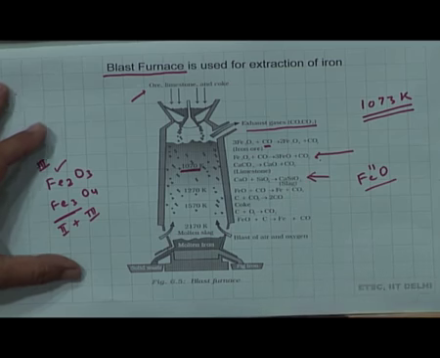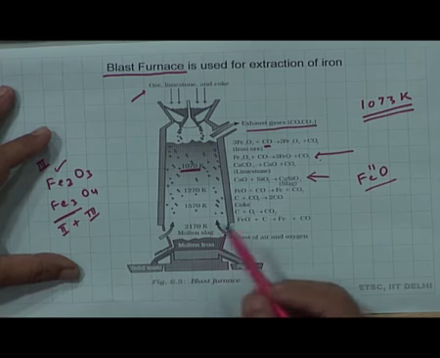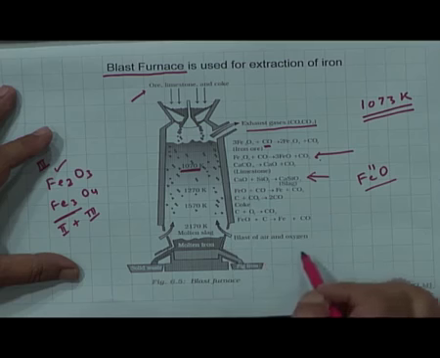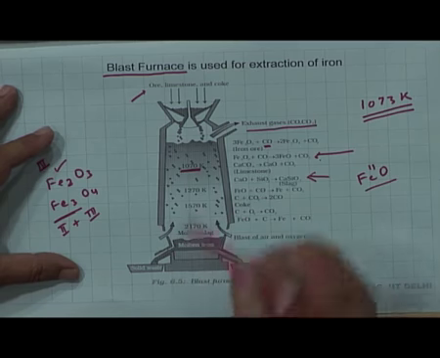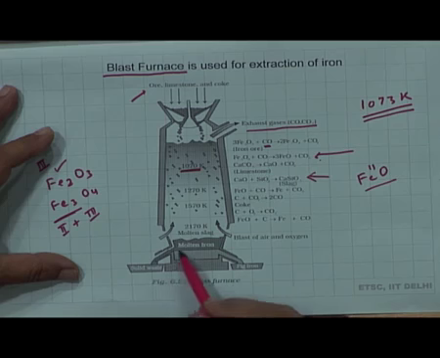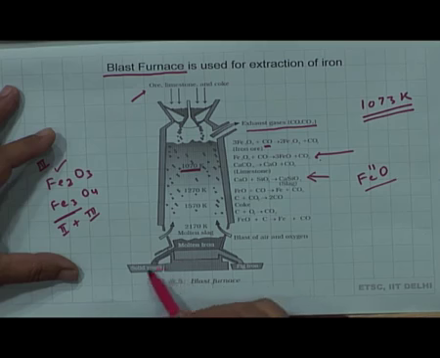Why do we call this a blast furnace? This blast furnace name is used because hot air is blown into this furnace, and molten iron is here, and below is the slag. So, slag is separated out from the molten iron.